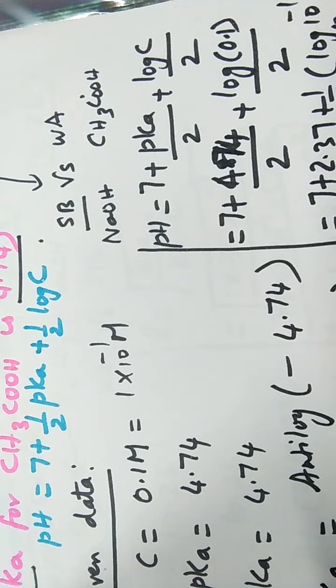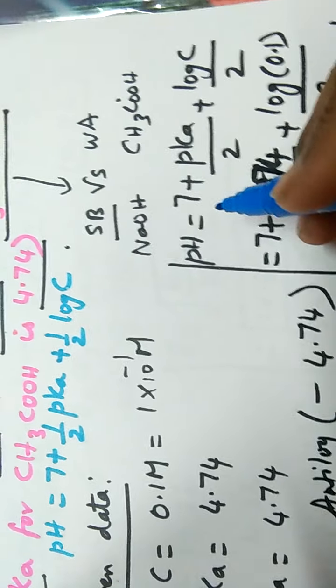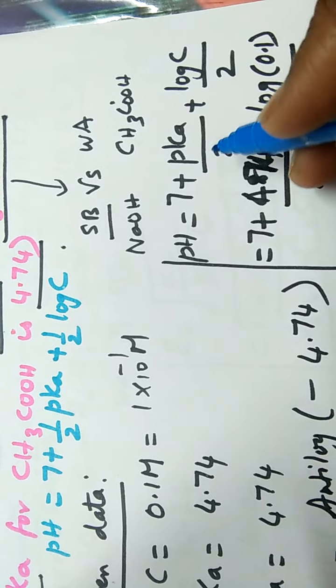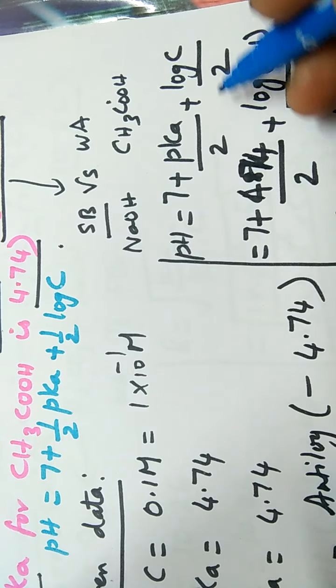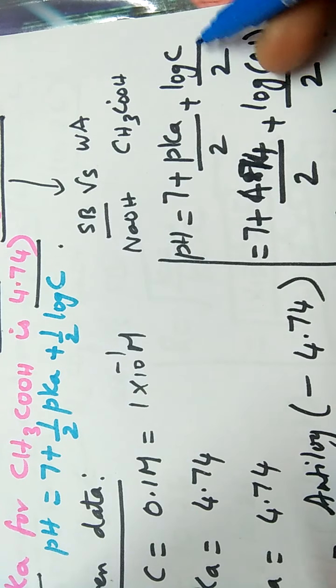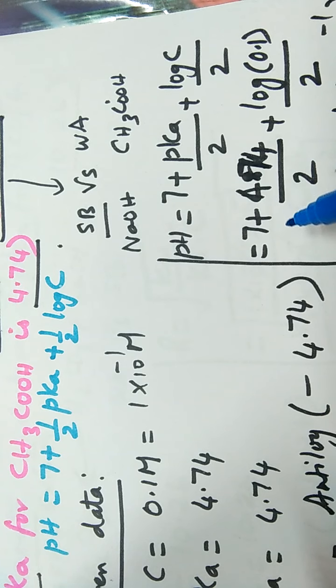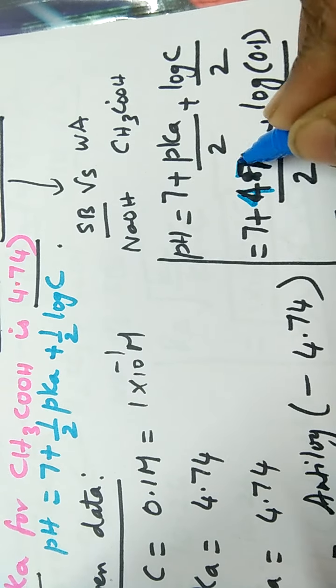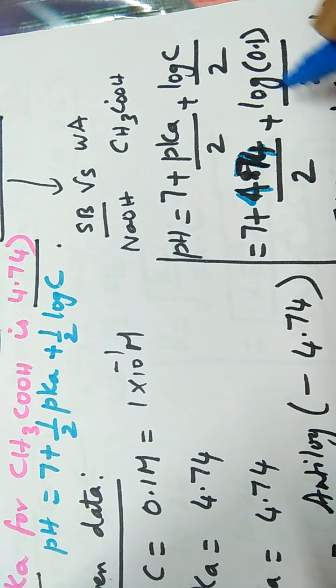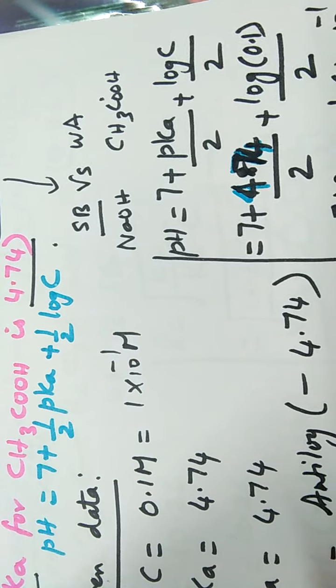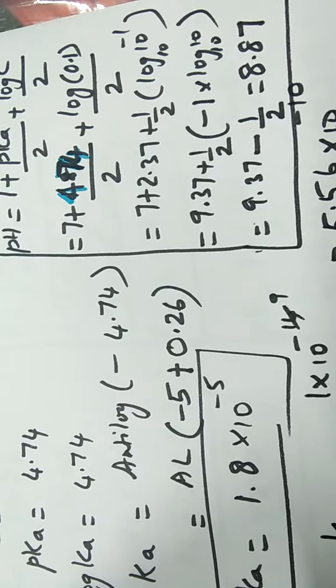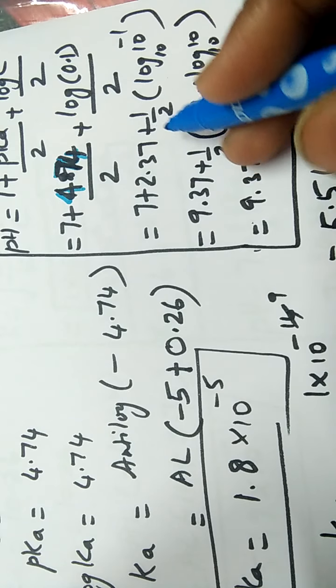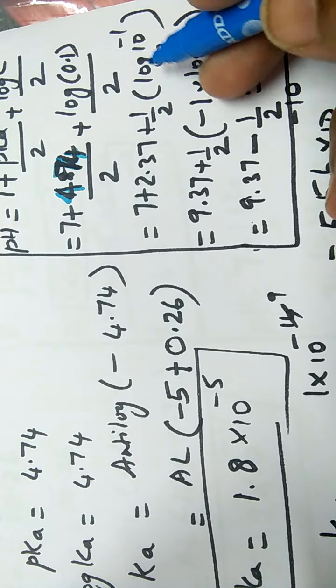Then our purpose is also to find out pH. pH is equal to 7 plus half pKa plus half log C. So here 7 plus pKa value is 4.74 by 2, plus log 0.1 by 2. 0.1 is nothing but 10 power minus 1. Okay, so next is 7 plus 2.37 plus half log 10 power minus 1.